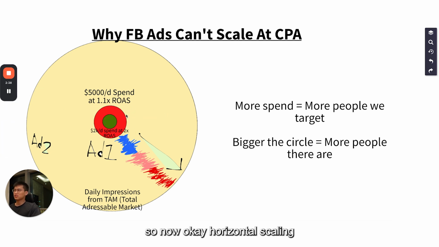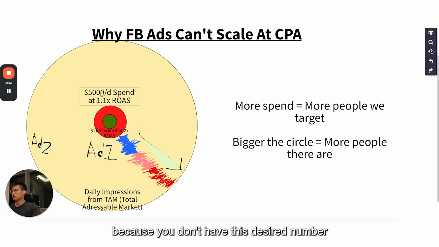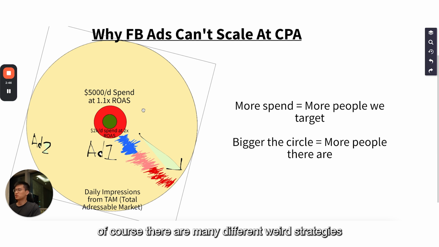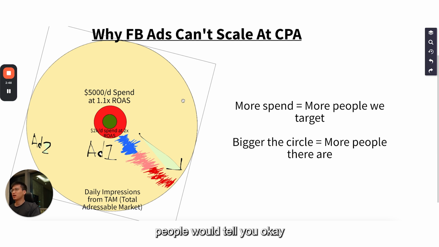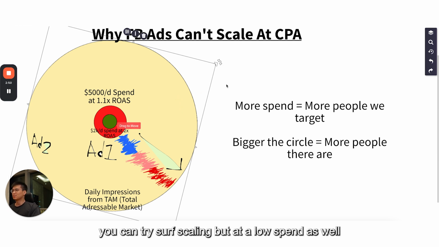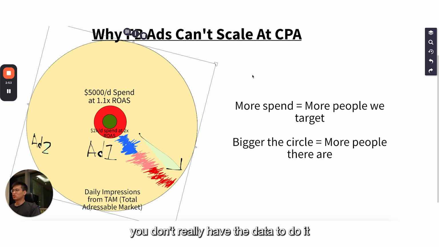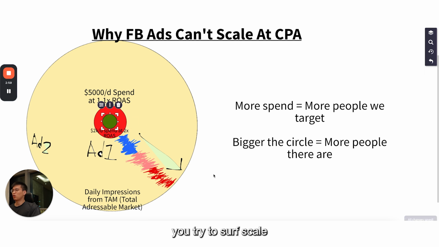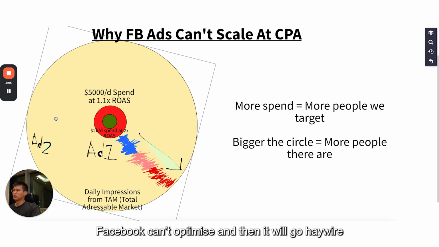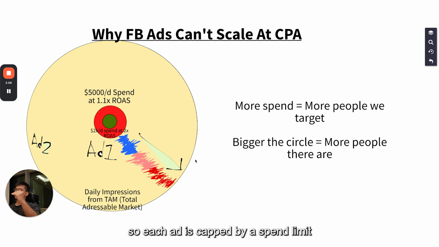So now, okay, horizontal scaling like that doesn't work. Okay, vertical scaling, you can't scale that because you don't have this desired number. Of course, there are many different weird strategies people would tell you. Okay, you can try self-scaling, but at a low spend as well, you don't really have the data to do it because it all depends on data. And if you touch things too many times, you try to self-scale at a $100 per day budget, you don't get enough purchases in, Facebook can't optimize, and then it'll go haywire. So each ad is capped by a spend limit.